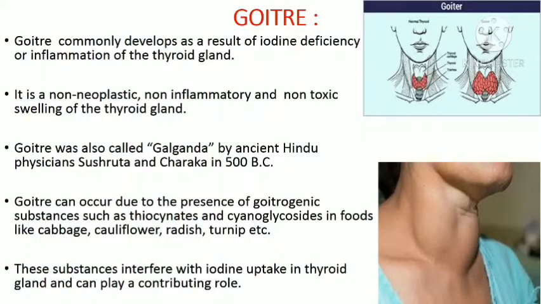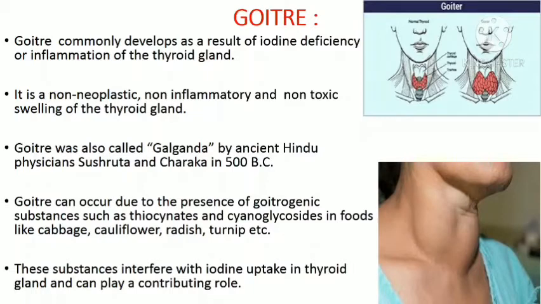My dear students, as we came across the broad spectrum of iodine deficiency disorder, goiter is one of the commonest manifestations of this disorder. Goiter commonly develops as a result of iodine deficiency or inflammation of the thyroid gland. It's a non-neoplastic, non-inflammatory, and non-toxic swelling of the thyroid gland. Goiter was also called Galaganda by the ancient Hindu physicians Sushruta and Charaka in 500 BC.